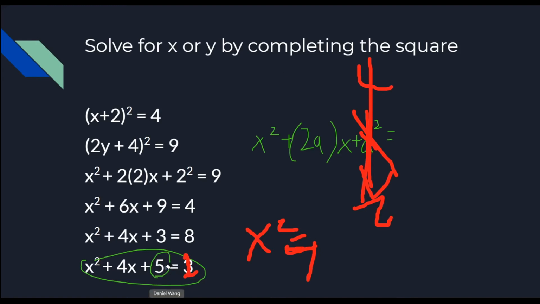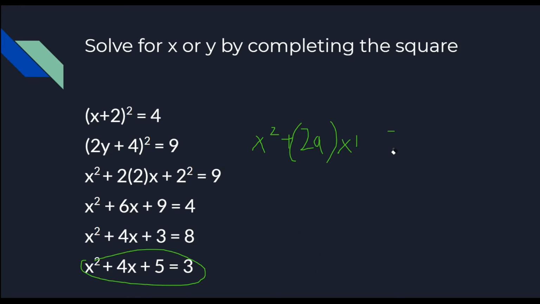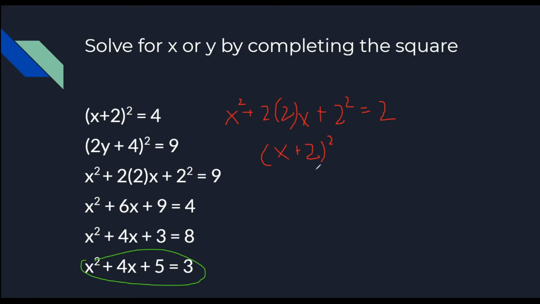Exactly, okay. So let me erase this so we have a little bit more space to work with. So now what's our new equation? We have a perfect square on the left-hand side, right? X squared plus 2 times 2x plus 2 squared equals 2, right? And the left-hand side is a perfect square. That's why I want it in the form x squared plus 2ax plus a squared. So I can take the square root, right? So now that I have x plus 2 squared, this one equals 2.